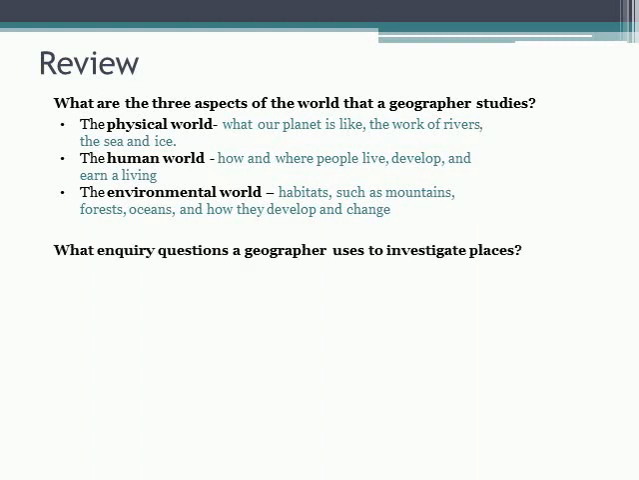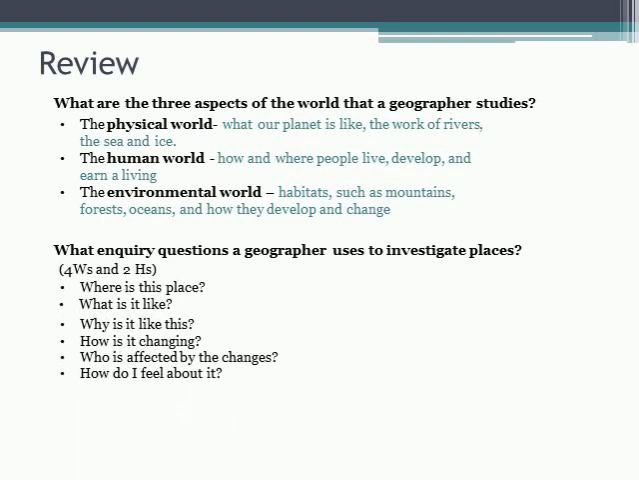What inquiry questions does a geographer use to investigate places? Remember, we said that there are key questions that a geographer needs to explore the world, okay? They are the 4 W's and the 2 H's. Where is this place? What is it like? Why is it like this? How is it changing? Who is affected by the changes? How do I feel about it?